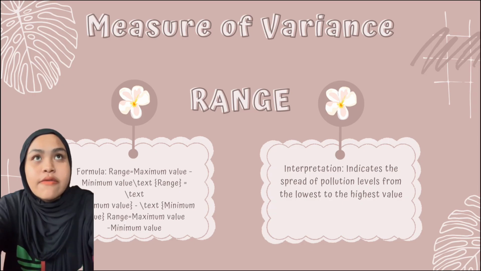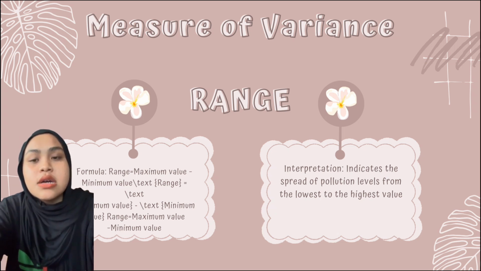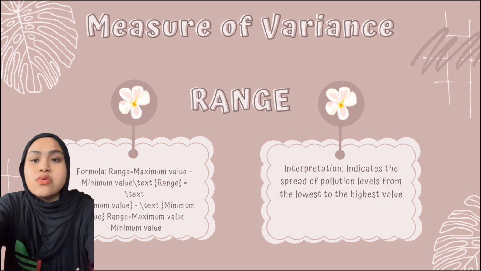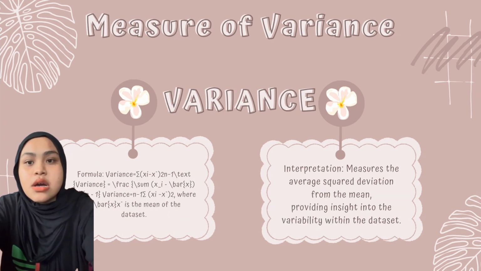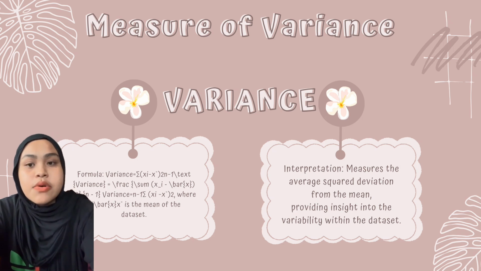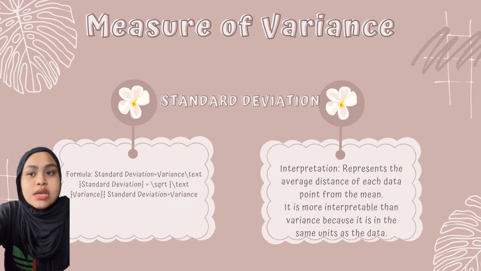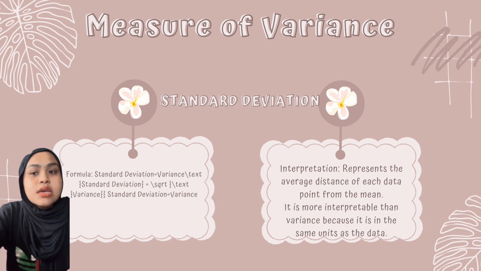For measurements of variance, we also have three modes. For the first, range: the range indicates the spread of pollution levels from the lowest to the highest value. For the second, variance: variance measures the average squared deviation from the mean, providing insight into the variability within the data set. Last one, standard deviation, represents the average distance of each data point from the mean. It is more interpretable than variance because it is in the same units as the data.